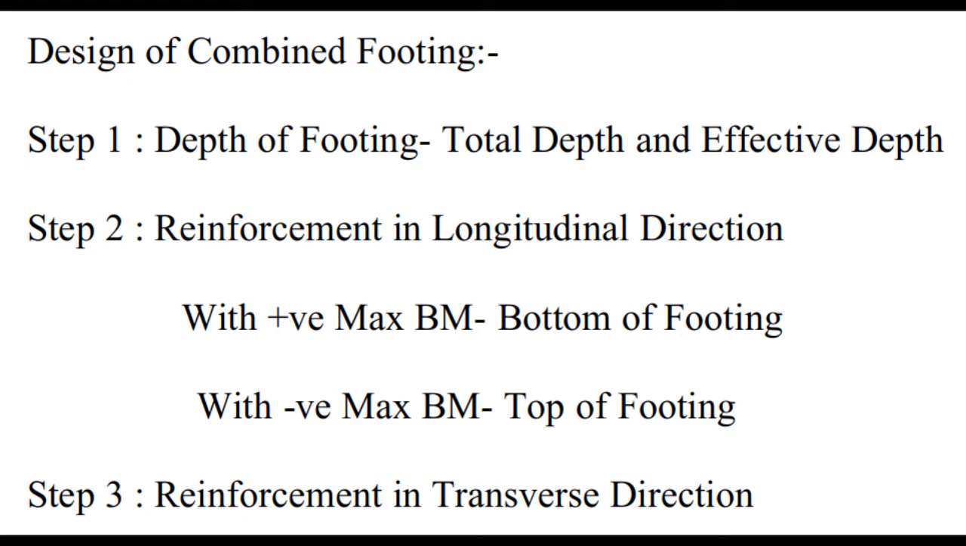Step number 2, we will find the reinforcement in the longitudinal direction. How we will do it? With the positive maximum bending moment, we will design the reinforcement at the bottom of the footing, and with negative maximum bending moment, we will design the reinforcement at the top of the footing. Step number 3, reinforcement in transverse direction also we will do over here. Especially under the column C1 and column C2, with a certain bandwidth, we have to give a special reinforcement in the transverse direction. So that also we have to do.